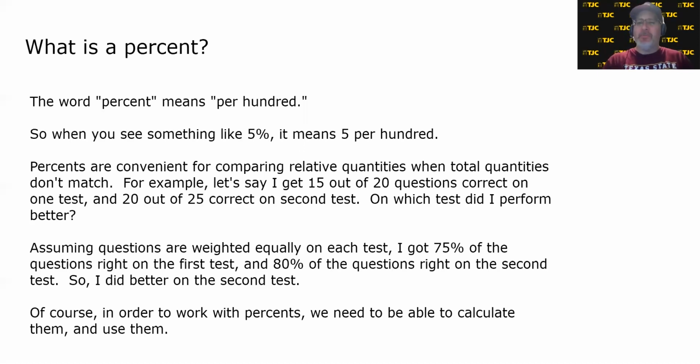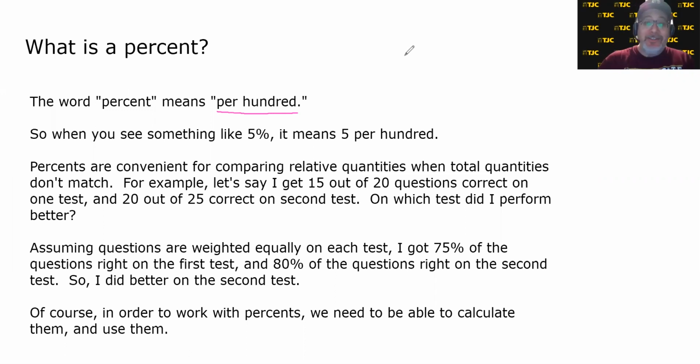So let's start with what is a percent. I think most people know this, but the word percent literally means per 100. So anytime you see percent, you should think per 100. So when you see something like 5%, it means 5 per 100. Percents are convenient for comparing relative quantities when total quantities don't match.